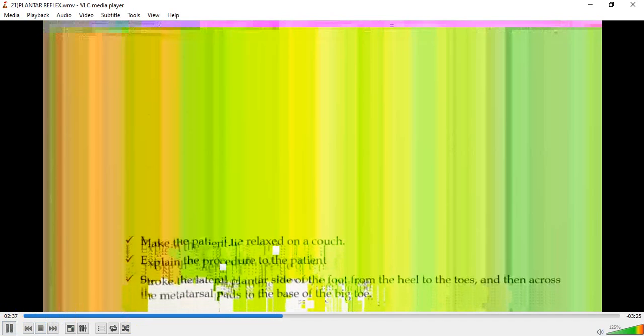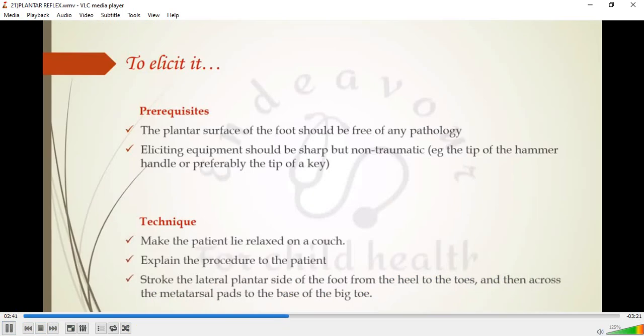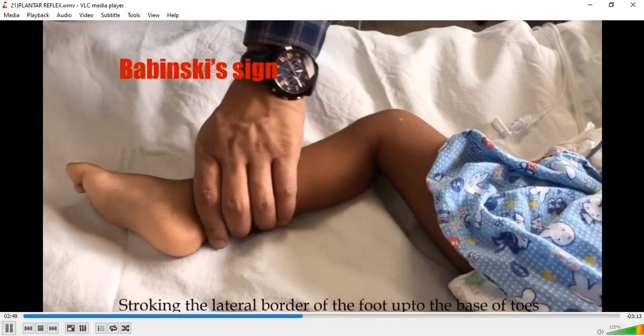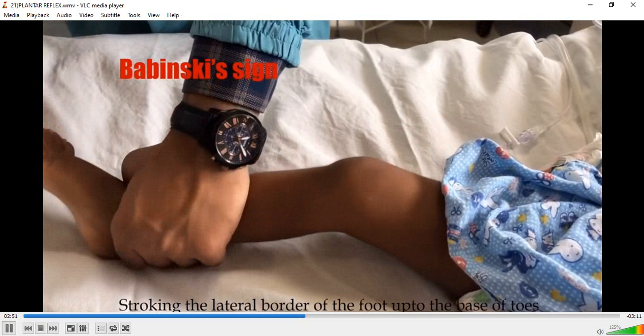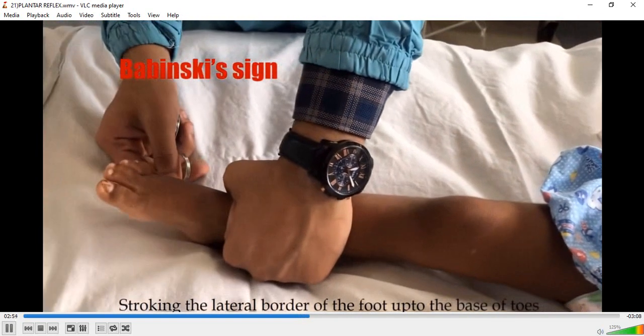Make the patient lie relaxed on a couch, explain the procedure, and stroke the lateral plantar side of the foot from the heel, and then across the metatarsal pad to the base of the big toe. Now you can see how the Babinski sign is elicited by stroking the lateral border of the foot up to the base of the toe.